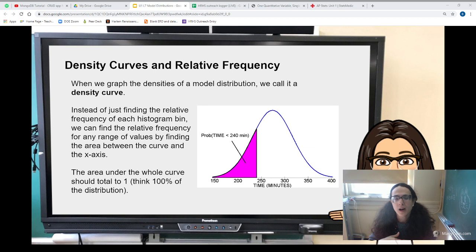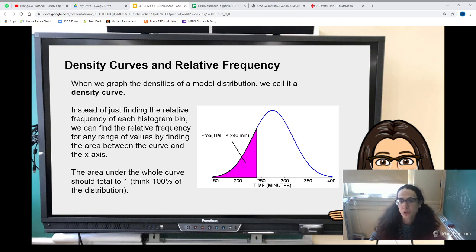So we call these curves that map out the densities density curves. And the way we find these probabilities from these density curves is we look at the area under the curve, or the area between the curve and the x-axis, the amount of area within a certain interval. So say here we're marking off at 240, and we're marking off all of the area under the curve that is below that, to the left of it. And we're saying, okay, what percentage of the total area is contained here?